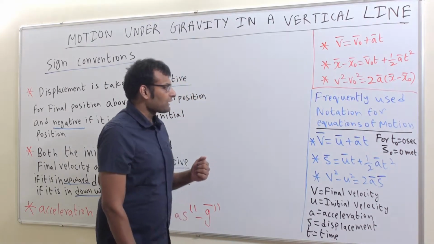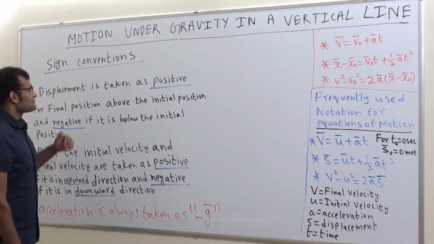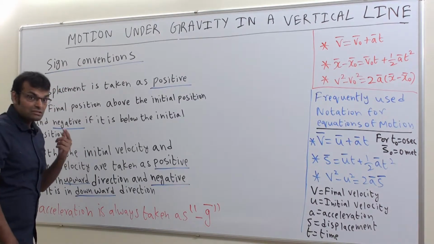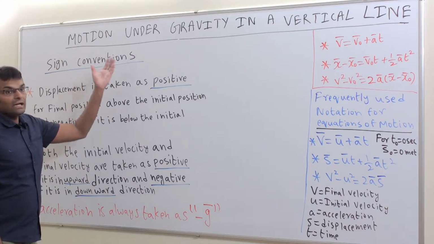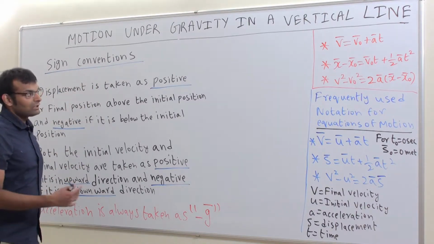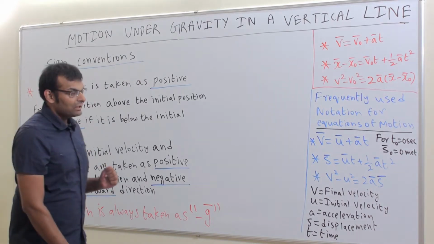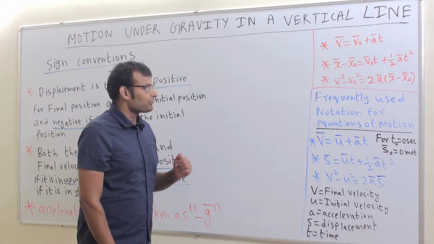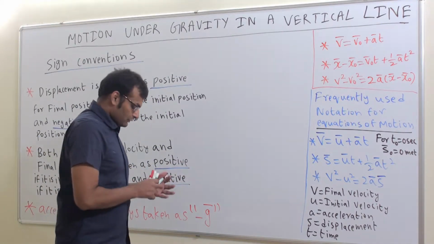Now let me get back to the discussion of motion under gravity in a vertical line. These are the standard sign conventions that we use for solving problems related to motion under gravity in a vertical line. To explain these sign conventions, I will discuss it with the help of an example. Let me draw the diagram to explain it.